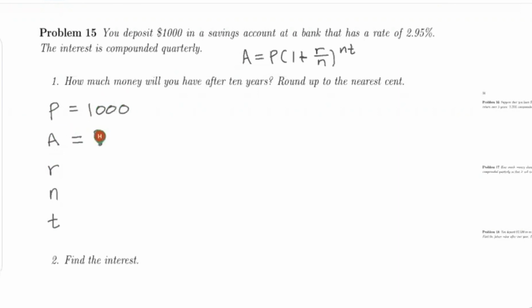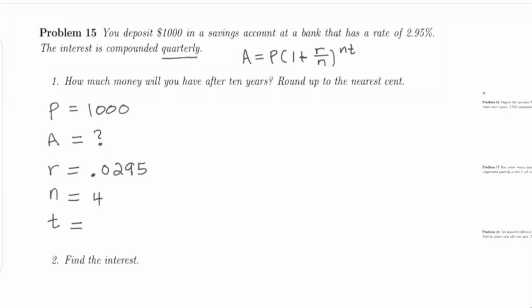A is the question mark. R, let's see, Egan, what's R? 2.95%. Okay, so convert to decimal, which is 0.0295. You have to move two decimals, right? And N, we have to be careful here. Alexa, what's N equal to? 4, quarterly. T, how many years, Caitlin? 10.